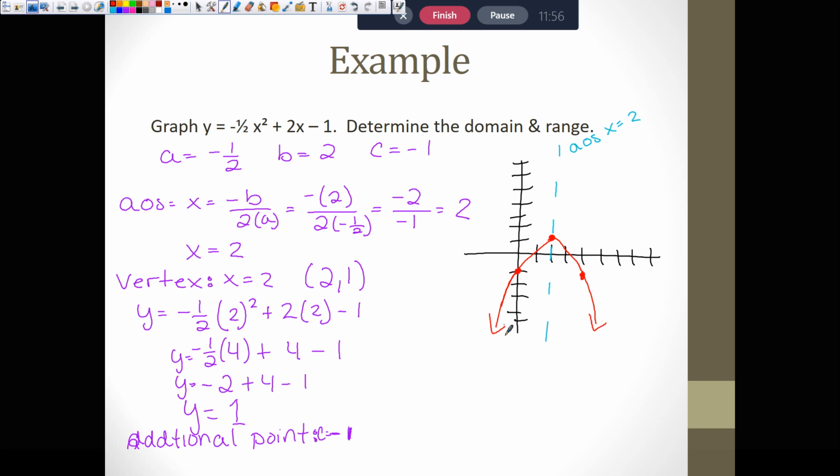So now we just have to determine the domain and range. So our domain, again, as our graph continues, it will eventually hit every single x value. So our domain is all real numbers. However, our graph will never go above 1. So our range is y is less than or equal to 1. Okay, one more to go.